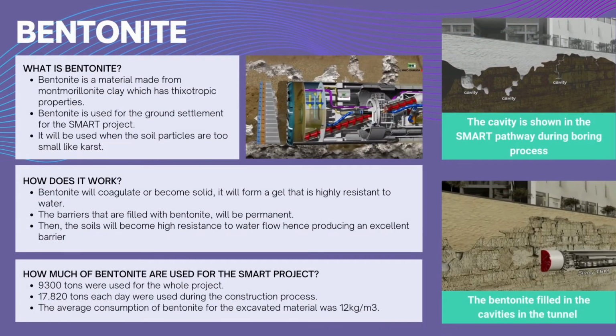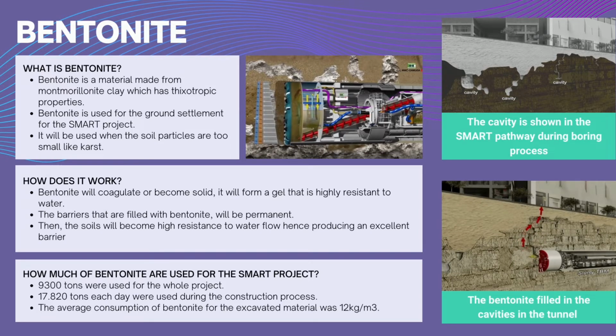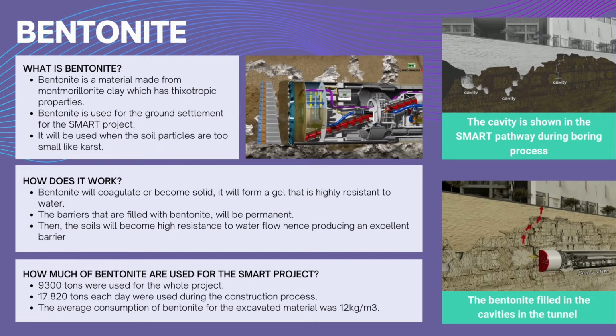Materials used for the SMART project. First, bentonite. What is bentonite? Bentonite is a material made from montmorillonite clay which has thixotropic properties. Bentonite is used for ground settlement for the SMART project, as the project is located at extreme ground condition, which is scarce ground. And how does bentonite work?